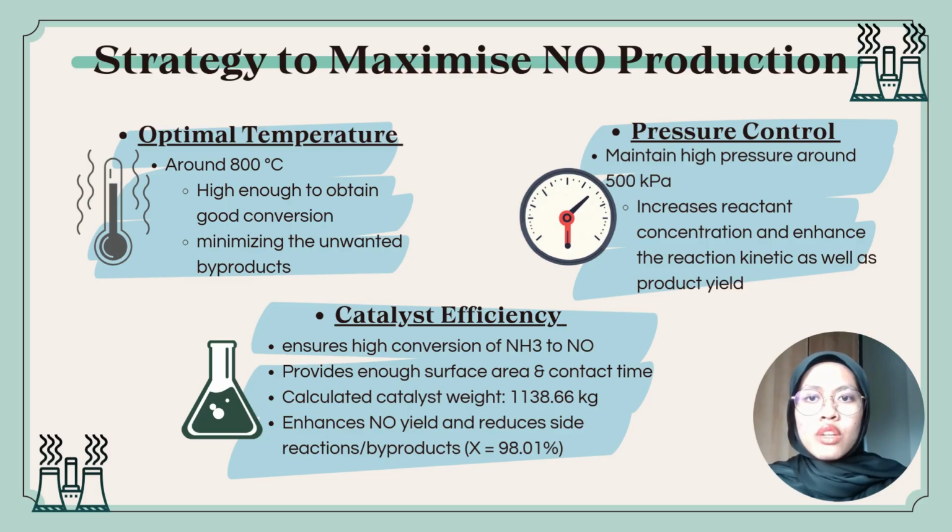To maximize NO production, we focus on three main conditions, specifically when the reactions occur in the reactor. Firstly, optimal temperature. The catalytic oxidation of ammonia operates most efficiently at around 800 degrees Celsius, and this temperature provides sufficient energy to drive the reaction forward, ensuring a high conversion rate of ammonia to nitric oxide while also minimizing the formation of unwanted byproducts like nitrogen dioxide.